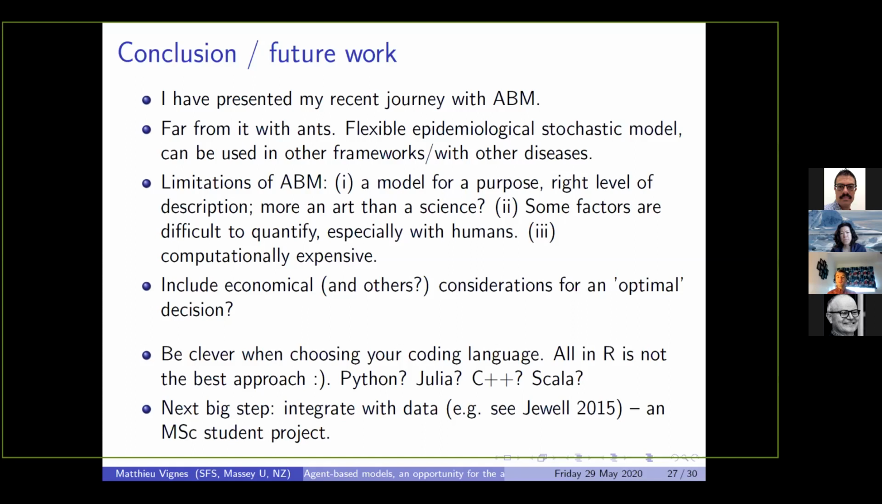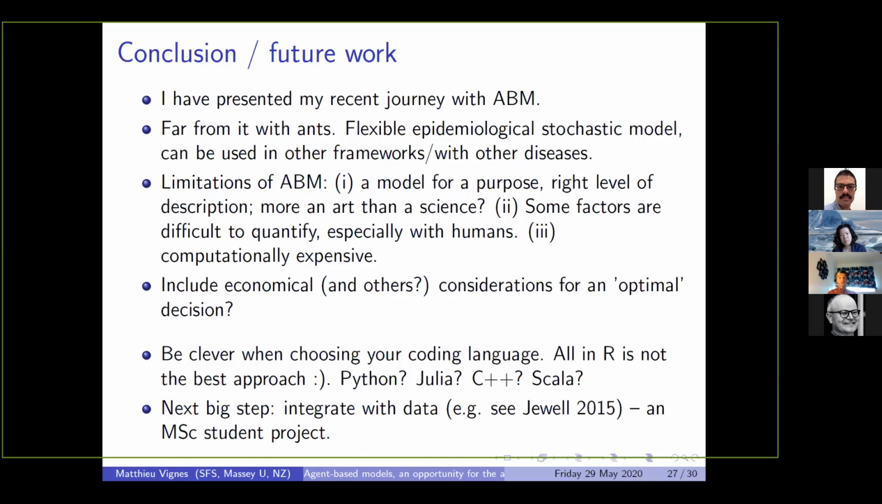I was very aware of the limitations of agent-based models, in that you don't have a model to do it all. You have to build your model for a purpose, but that's something we usually do, with the right level of description. And what is slightly disappointing to me is that it seems to be more an art than a science.